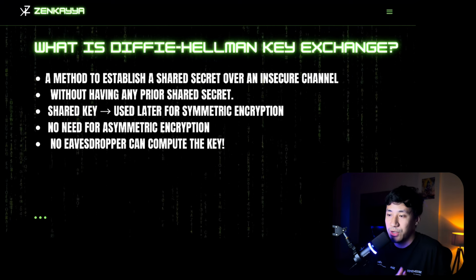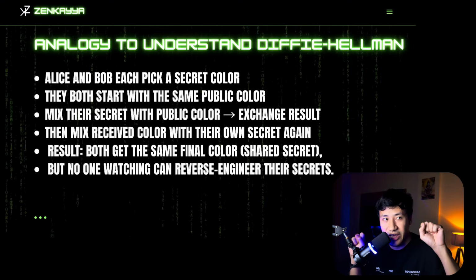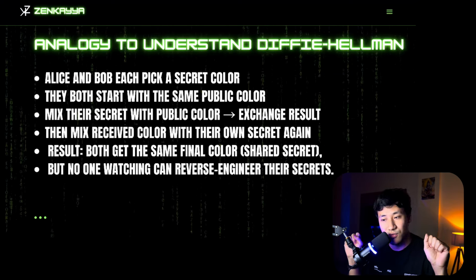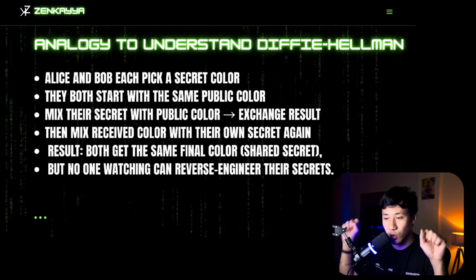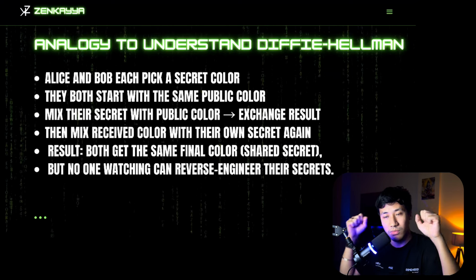Let's see how it works. Imagine Alice and Bob. This is a very interesting analogy. Alice and Bob each pick a secret color, imagine red and blue. They both start with the same public color, let's say green. They mix their secret color with the public color, red with green and blue with green, and some new color will come up.